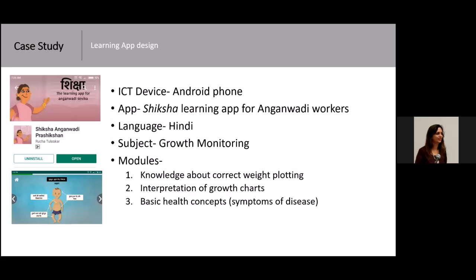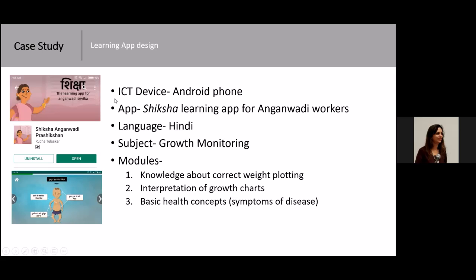So I'll jump to what I did, rather than how I decided to go with this app and everything else. I chose the ICT device as an Android phone because most Anganwadi users have an Android phone of their own or in their family. Last year, they were also given Android phones by the scheme. So they have their own Android phone with some important apps in it.